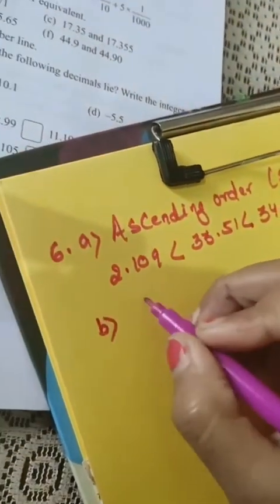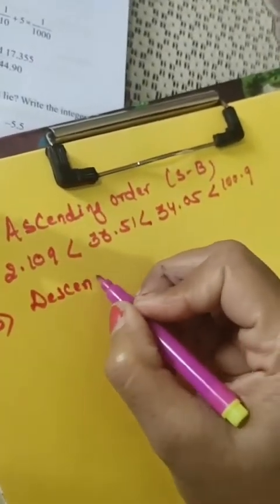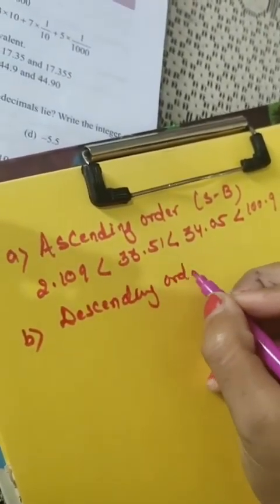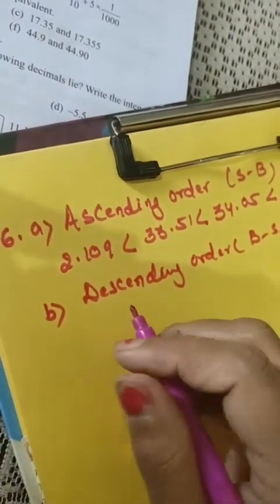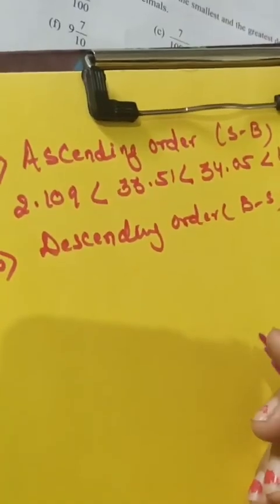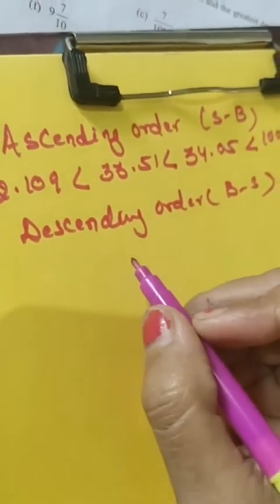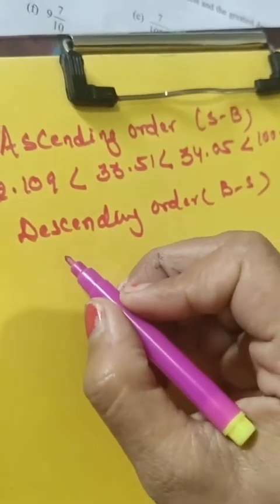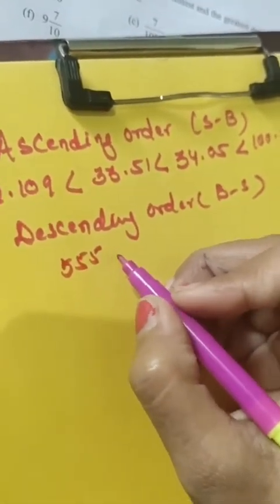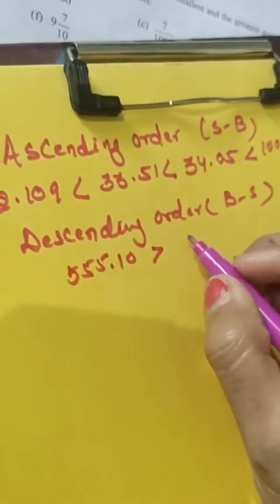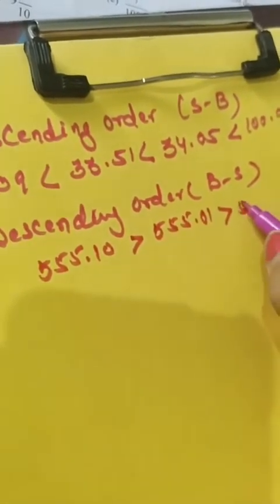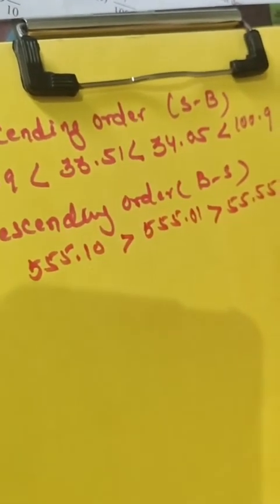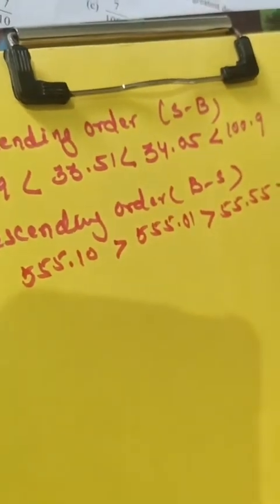Now second question given descending order. Descending order means bigger to smaller. So in descending order we have to write the bigger to smaller. So first of all we will write 555.10, then 555.01, then 55.55, at last 55.5. This is your descending order.